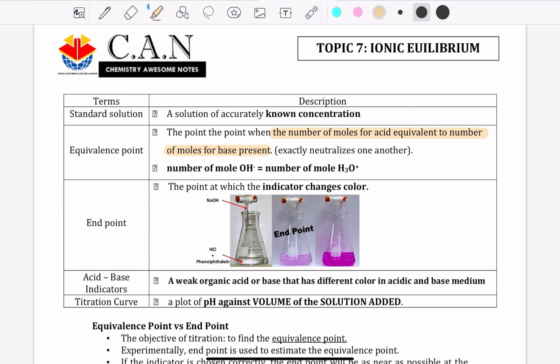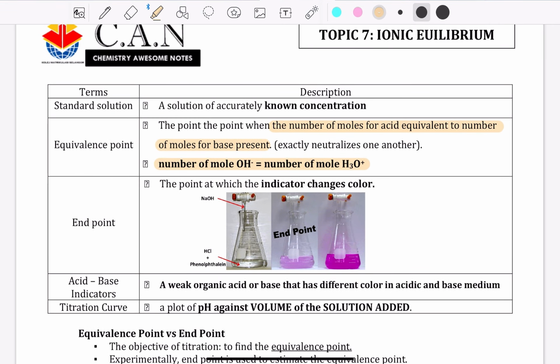So basically, they neutralize each other, or in other words, we can say that the number of moles of hydroxide ions is equivalent to the number of moles of hydronium ions. I hope you still remember, as this is what we have done in our experiment before. So that is the equivalence point. And the endpoint is the point at which the indicator will change its color. So when it comes to questions related to the equivalence point, we have to know the endpoint as well.